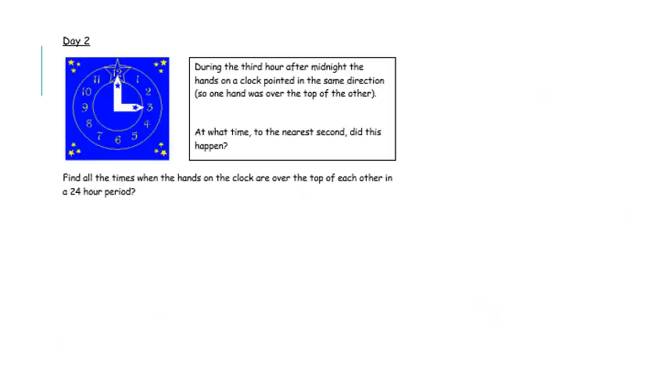Right, during the third hour after midnight, the hands on the clock pointed in the same direction, so one hand was over the top of the other. At what time to the nearest second did this happen? Find all the times when the hands on the clock are over top of each other in a 24-hour period. So, what you've got to do is think about the hour hand moving very, very slowly between the numbers on the hours. So, for instance, during the hour of 1 o'clock, it's not going to always stay on the number 1. It's going to slowly start to move between 1 and 2.